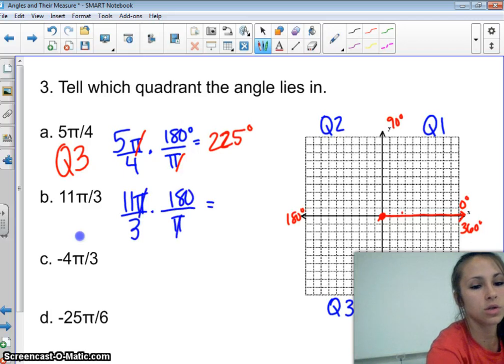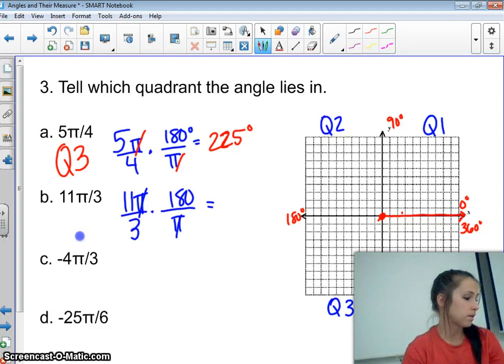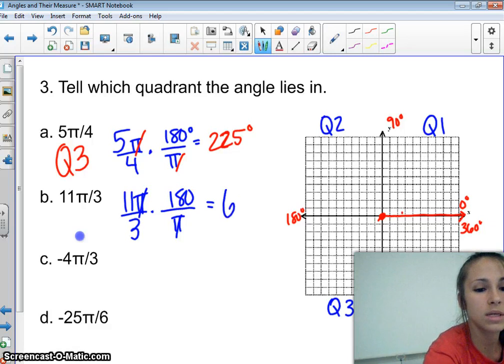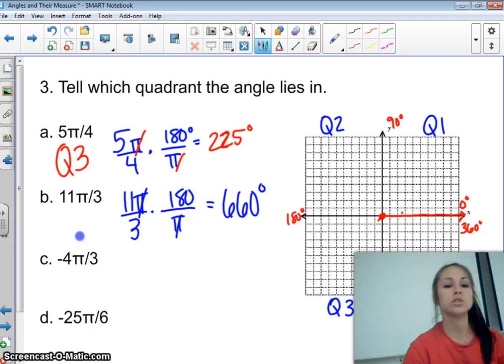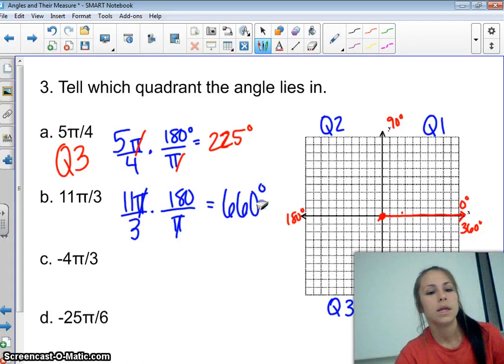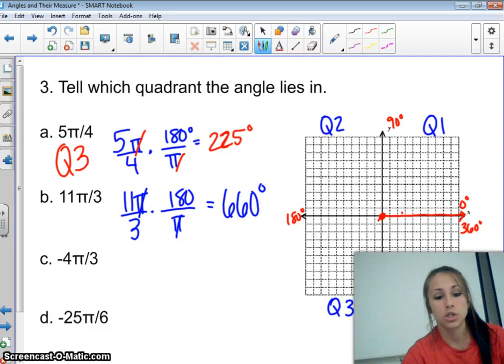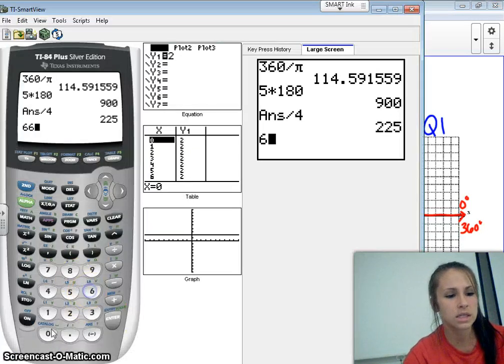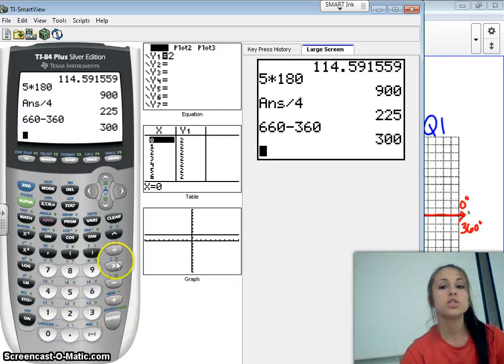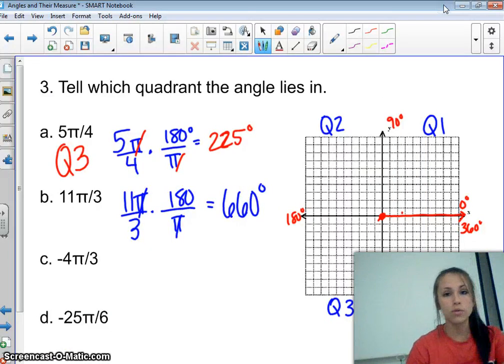Okay, pi's cancel, and I think you guys can probably do that math in the calculator. So this is going to be 660 degrees, and I want to see what that's going to end up being. Now this is over 360 degrees, so I want to see how much over it is. So I'm going to take 660 and subtract 360. You should be able to do that in your head, but it's 300 degrees more than one full rotation.